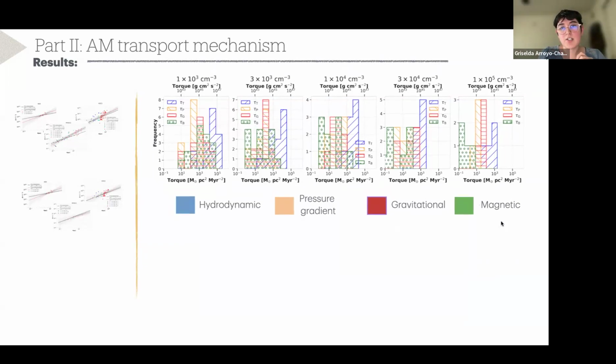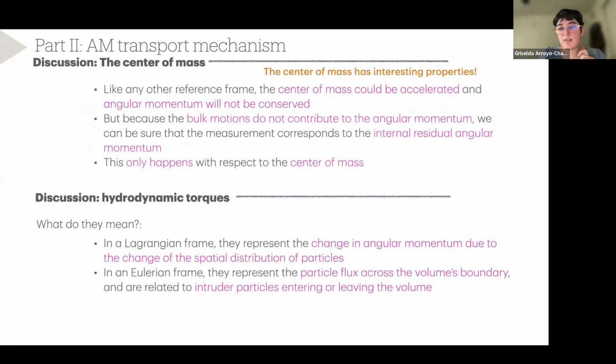If you write it in Lagrangian, then you cannot see this term. So in the Eulerian frame, when we define a volume, we are relating these hydrotorques to the particle flux across the volume's boundary. They would be related to these intruder particles leaving or entering the volume and allowing the rest of some of the material to collapse.